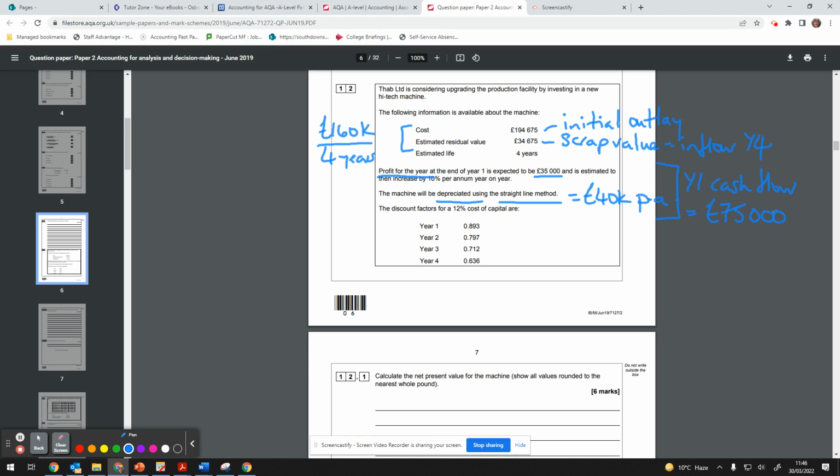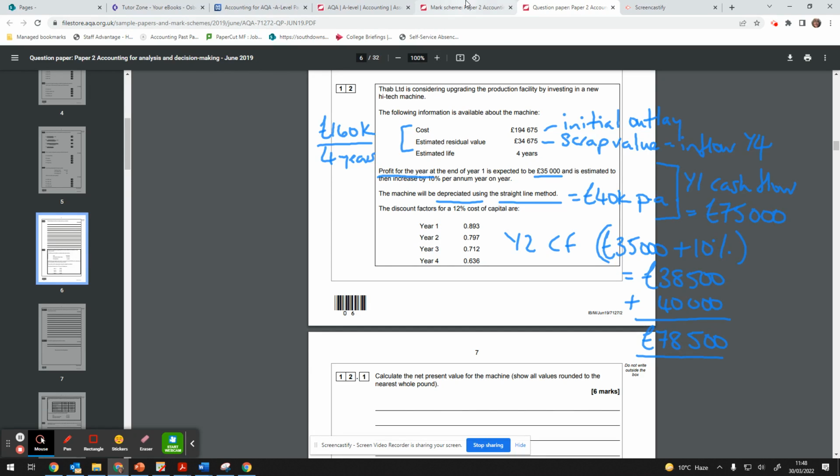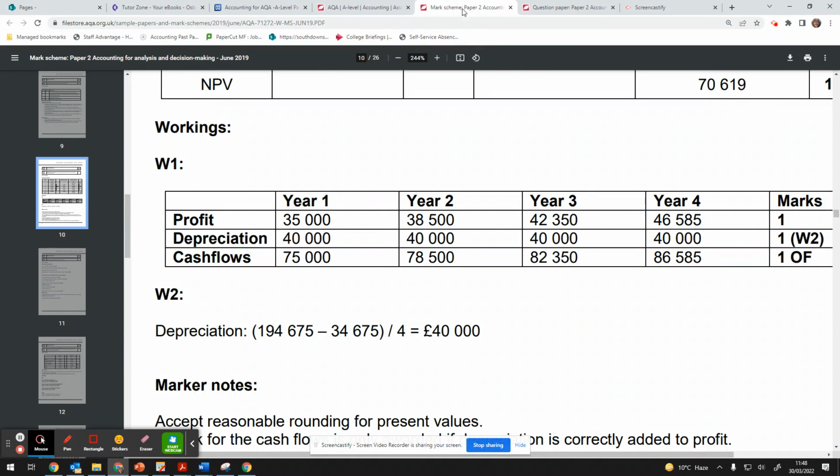The profit is then estimated to increase by 10% per annum, year on year. So year two's cash flow is going to be £35,000 plus 10%, which is going to be £38,500, won't it? Plus again the £40,000 of depreciation. So that's going to give you a total of £78,500. I'm now going to cheat and just show you the cash flows worked out for each of the years.